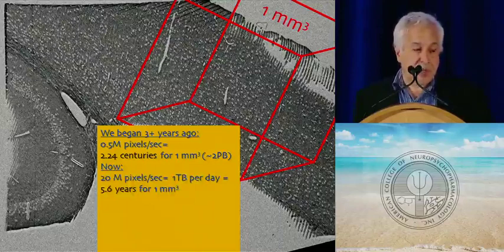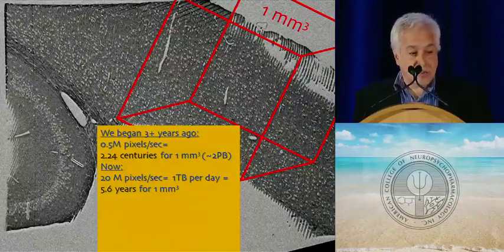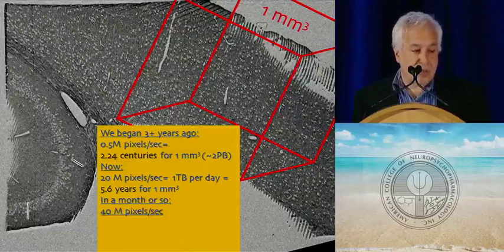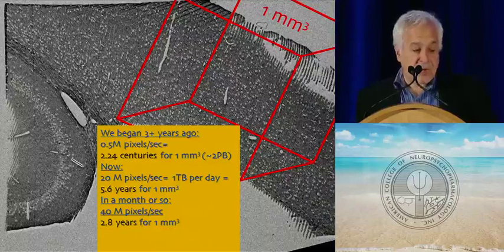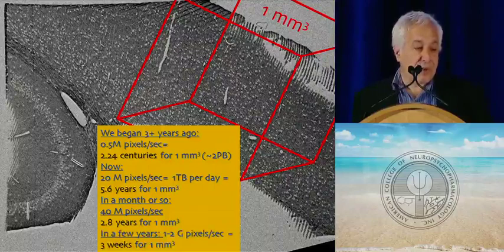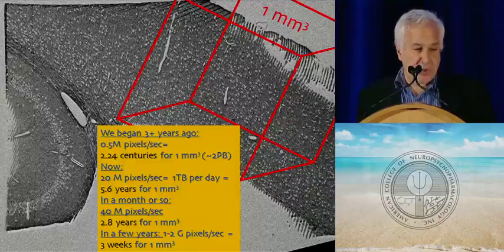We're generating a terabyte a day, and in 5.6 years, we could have a cubic millimeter. In a month or so, we're going to double that, going 40 million pixels per second. So we would have a cubic millimeter in 2.8 years. And in a few years, we're going to get a very esoteric multi-beam scanning electron microscope, and that's going to let us go about 1 billion or more pixels per second, and then a cubic millimeter in 3 weeks.